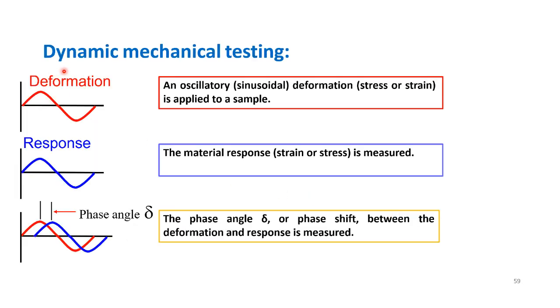So normally what happens? We perform a deformation in an oscillation form, that is a sinusoidal form, and then we get a response again in the same sinusoidal form. The deformation can be in the form of stress or strain, and the response can be in the form of strain or stress, or vice versa. Then, if there is some phase angle change, so here some phase shift is there. That difference of the phase is also measured in the dynamic mechanical testing, and most of the viscoelastic materials show this phase angle or phase shift in the response.